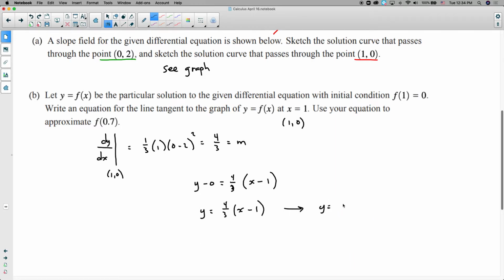So that's the second part of this. So then that's real easy. You just drop in 0.7. Okay, so then what do we get? We get 4/3 times negative 0.3. So that's 4/3 times negative 3/10. And that's negative 2/5. Okay, so maybe you want to get that into a decimal. That's negative 0.4 if you want.